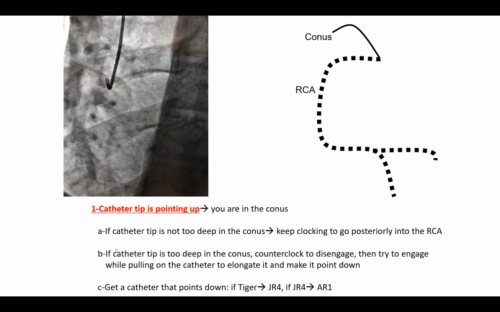For the beginners, if it is hard for you to do this maneuver, to disengage and re-engage while pulling on the catheter to make it look down, one technique that works is just get a catheter that points down. So if you're using Tiger catheter, which points too much up, change to Judkins right 4. If you're using Judkins right 4, change to AR1 or Judkins right 5, which I rarely use, but it can be used in those cases. It points more down. Okay?